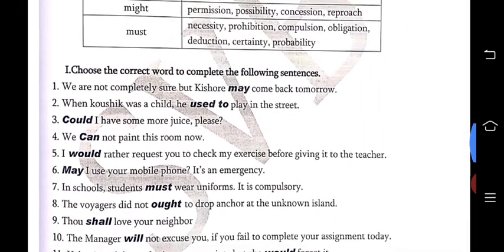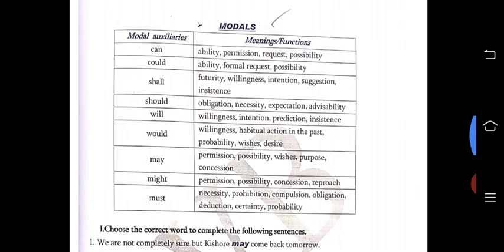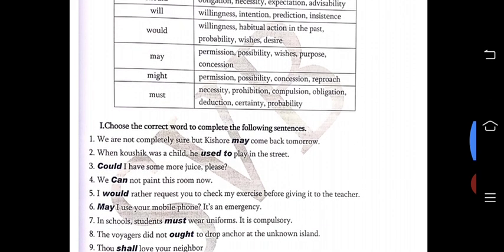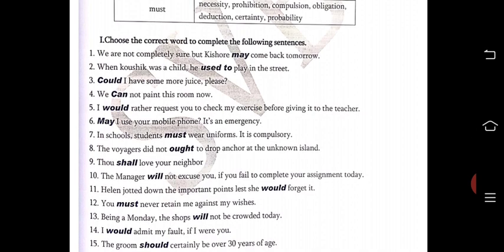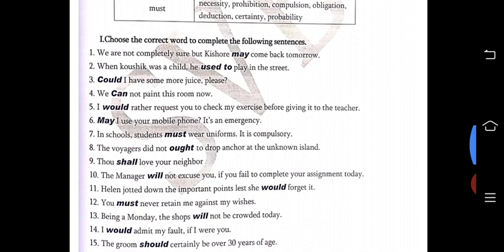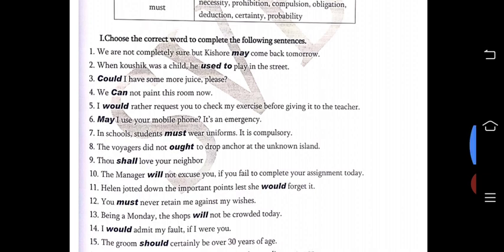So now we'll discuss the book back exercises. You just recollect what I told you in the meanings and the functions. Okay, let's see one by one. The first question: we are not completely sure, but Kishore dash come back tomorrow. So first, what they said, we are not completely sure. Sir, you told me, may means possibility, might means less possibility. So here there is a less possibility, no, sir, you can ask. Yes, but they have given 'but' here. So, in the sense, they will come back. So there's a possibility. So we have used may over there.